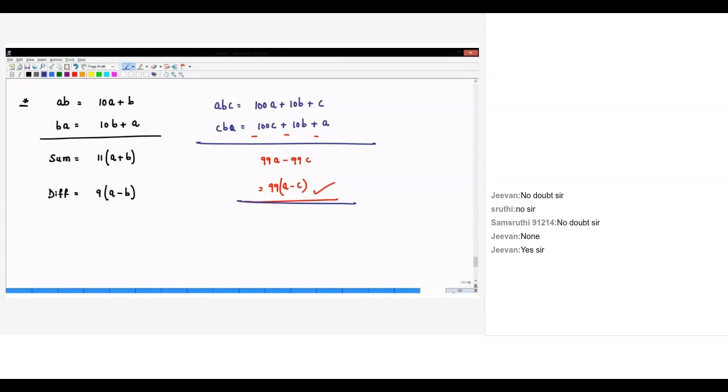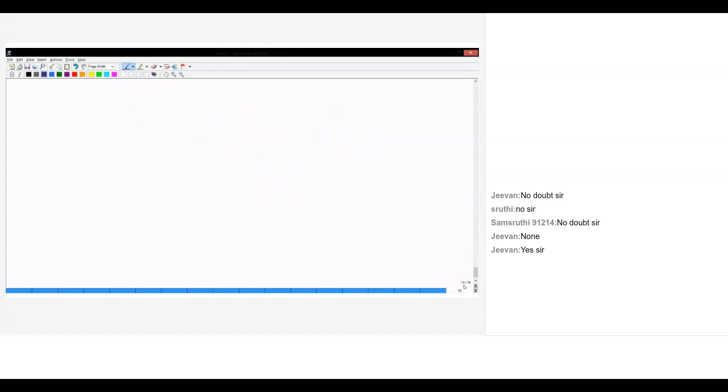For some you don't get it perfectly, it can be anything. If a four-digit number is in the form of AB, AB, how do you split it? It is 1000A plus 100B plus 10A plus B, which is 1010A plus 101B. If I take 101 common, you're going to get 10A plus B, which means 101 into AB.